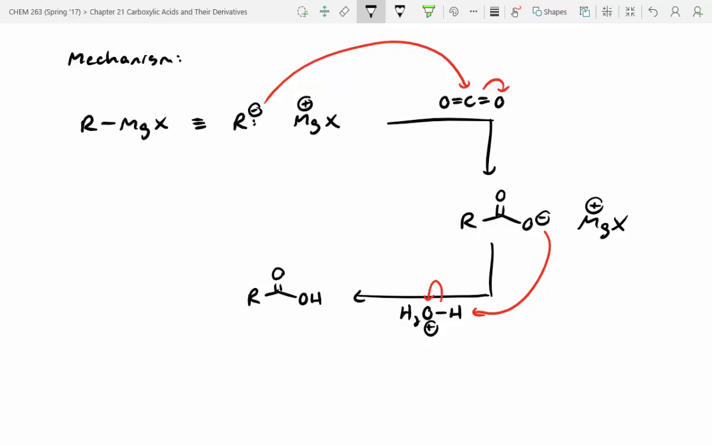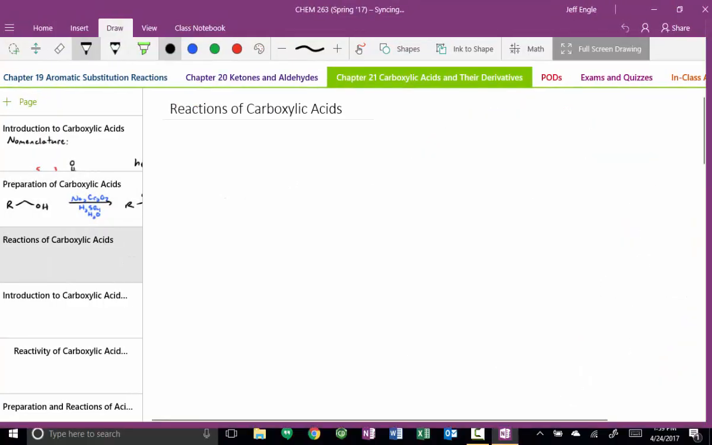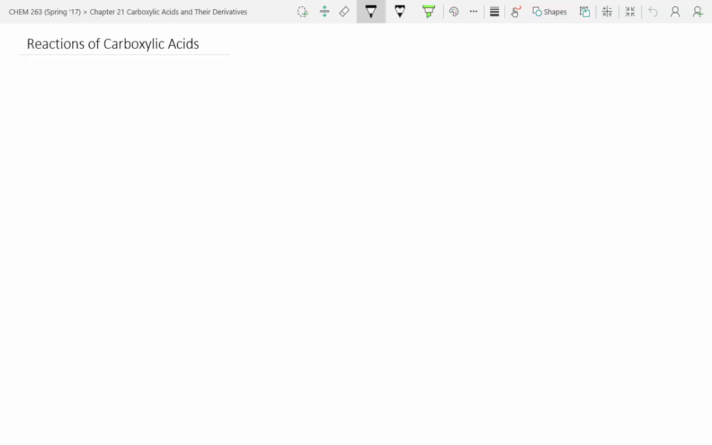All right, now we've got to do reactions of carboxylic acids. So we did preparation, now we've got to see what they do. And again, a lot of this is going to be review. So we'll go through it pretty quickly.